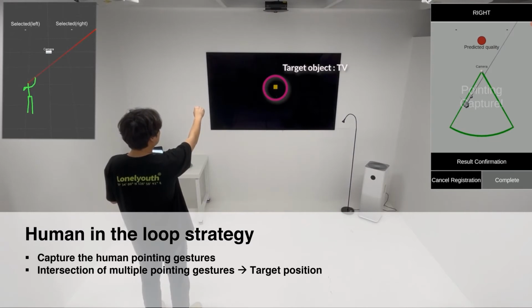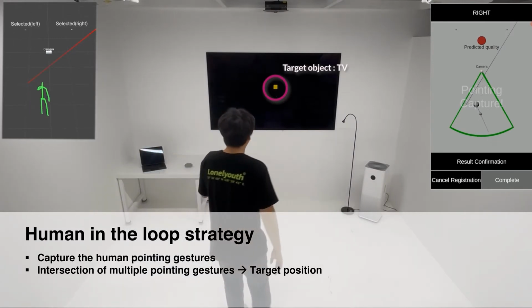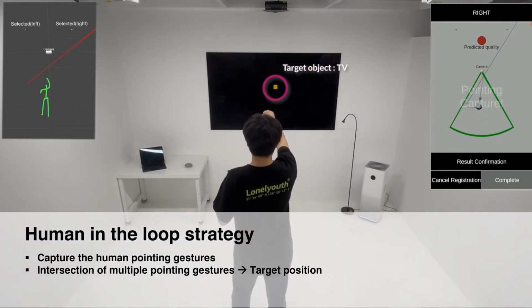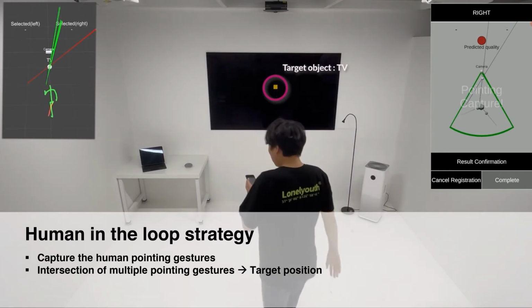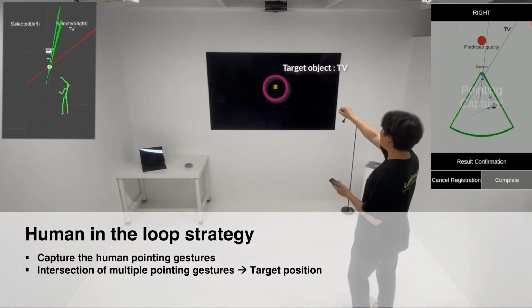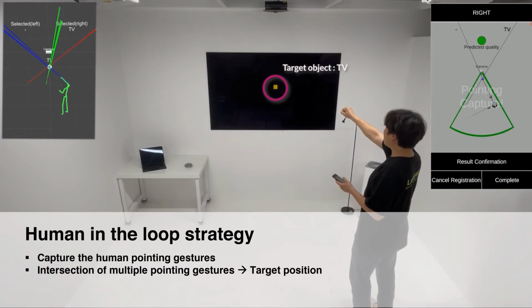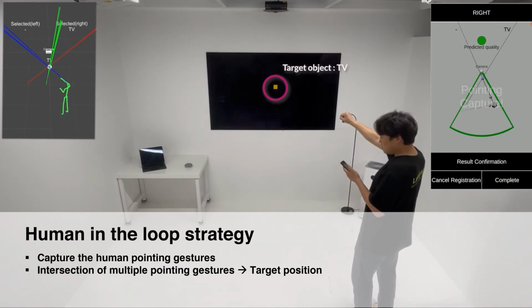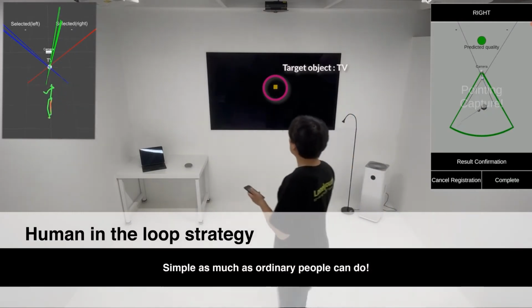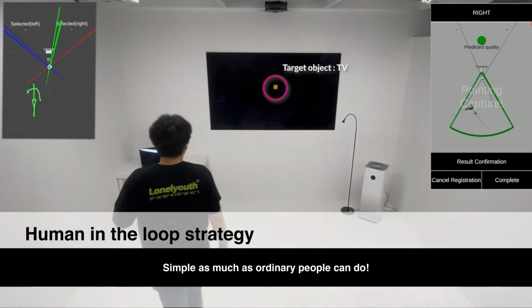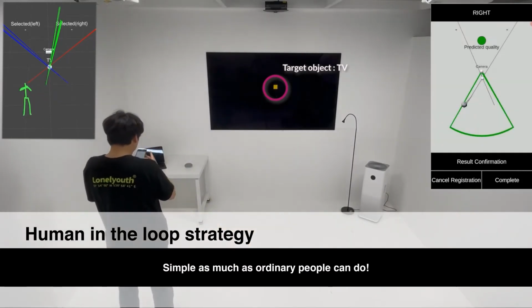The key idea of Overthere is a human-in-the-loop strategy. To identify object position, Overthere captures multiple pointing gestures and calculates the intersection of those gestures. We regard the intersection point as the target position. By adopting this strategy, Overthere allows ordinary people to register a target object simply.